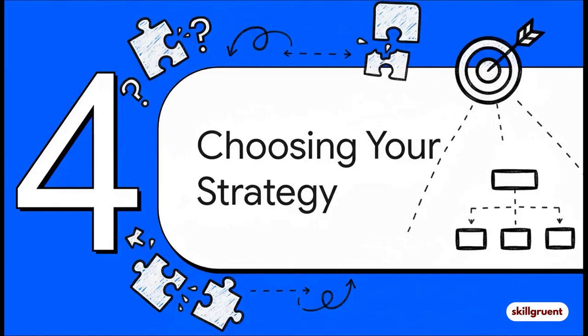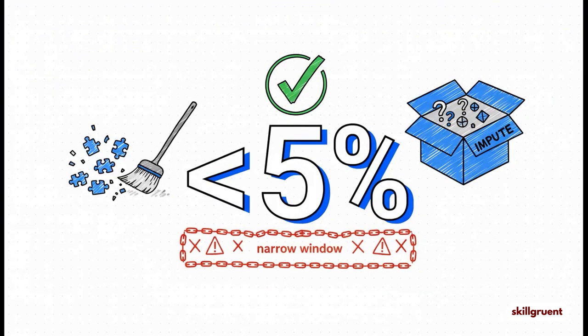All right, so you know the types of missingness and you know the methods. How in the world do you choose the right strategy for your specific data set? Let's break it down into a simple guide. Here's a really solid rule of thumb.